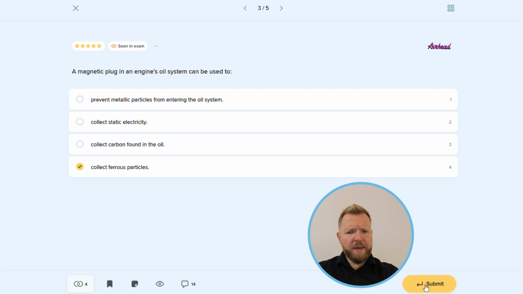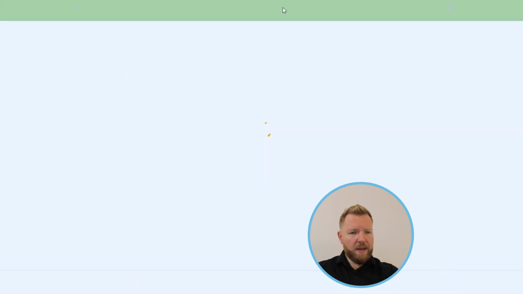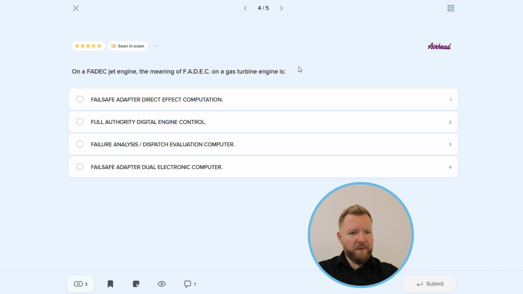Now, be careful with the answer number 1, prevent metallic particles from entering the oil system. Remember that a magnetic chip detector is not a filter of any kind, nor a preventive device. It collects metallic particles that are already in the system. These plugs have a pure diagnostic purpose. So answer number 4 is correct. And we are going to question number 4.